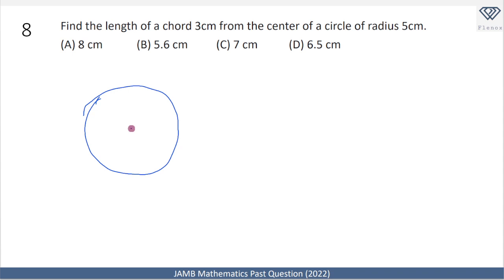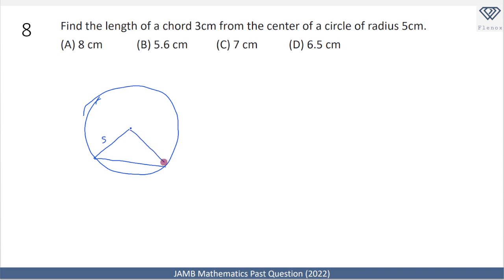Now this is the center of the circle. We're told that the radius of the circle is 5. So the radius is the line from the center to any point on the circle. And remember, a chord is any line that cuts across and touches two points of the circle. So any line that you draw across is what we call the chord. So I'm just going to draw a chord over here, and this is not to scale, so forgive me.